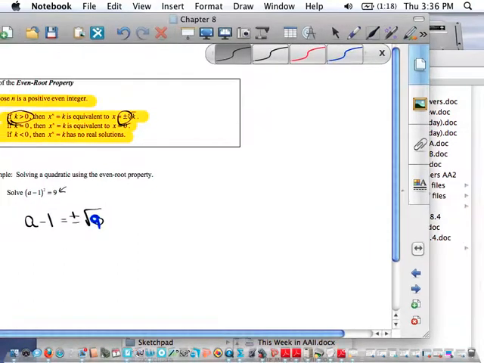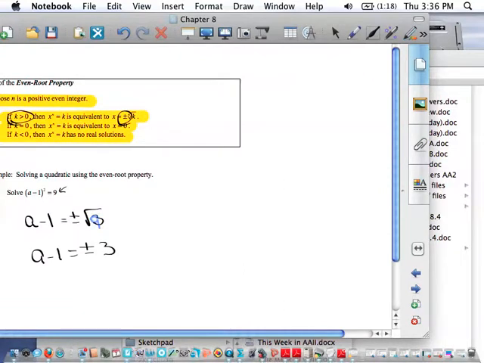Okay, so I get a minus 1 equals plus or minus 3. Add the 1 to both sides. A equals 1 plus or minus 3. So a is equal to the solution set negative 2, 4.